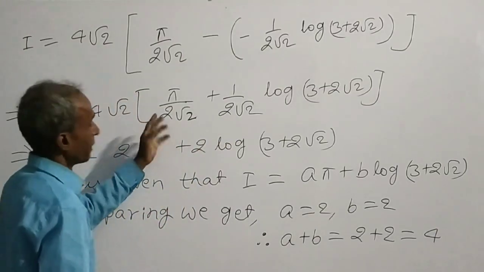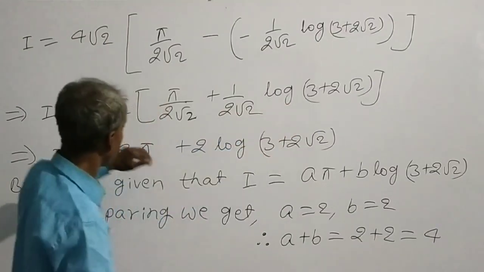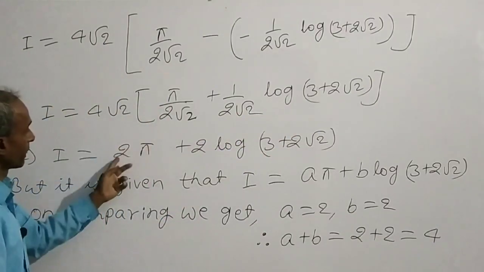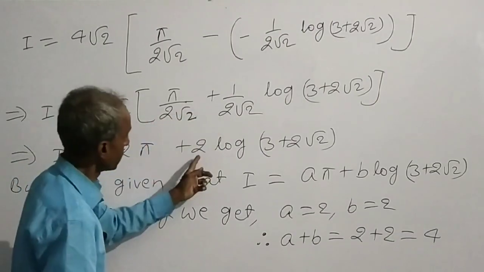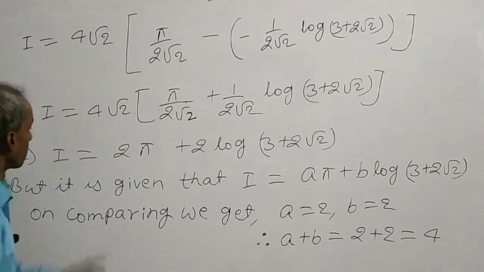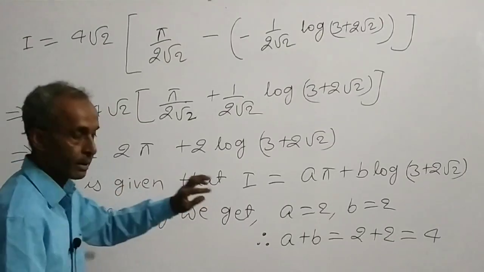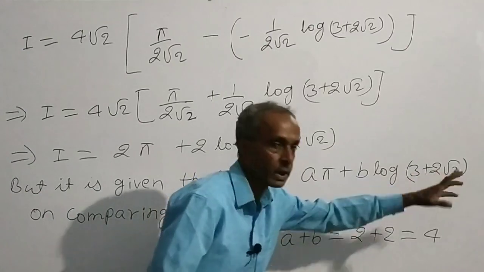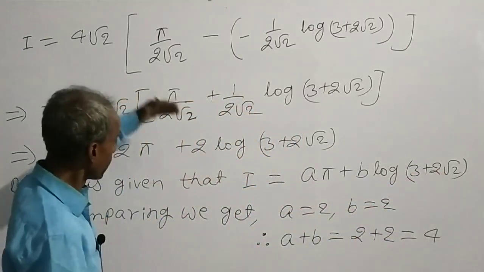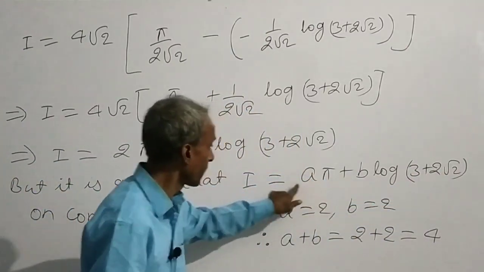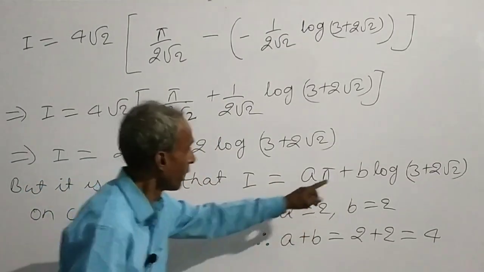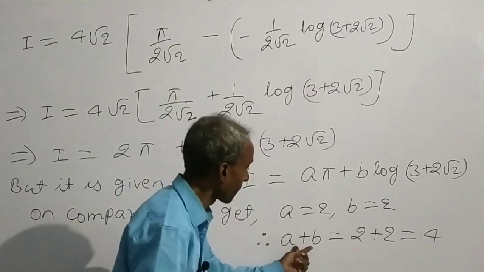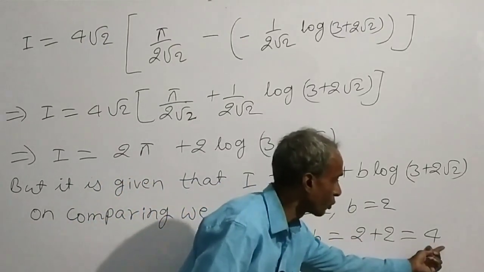When expression inside this bracket is multiplied by 4 root 2, then here is 2 and here is 2. But it is given in the question that integral I is equal to a pi plus b log of 3 plus 2 root 2. Comparing this with this, we get a is equal to 2 and b is equal to 2. Therefore, a plus b will be equal to 4.